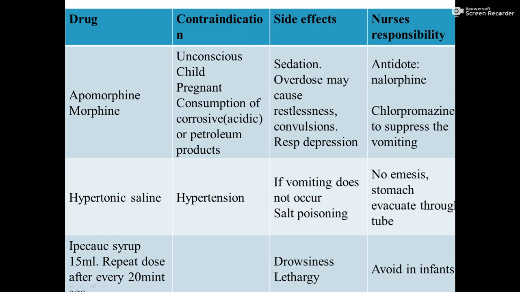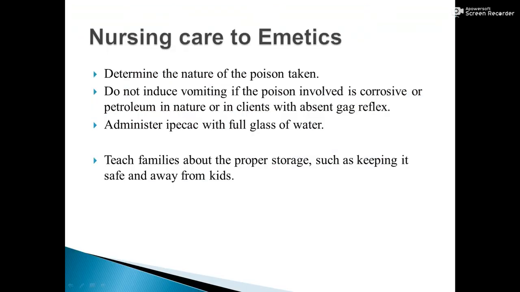The nursing responsibility in case of overdosing: antidotes are available, that is naloxone, or you can say chlorpromazine, to suppress the vomiting. In the case of hypertonic saline, it is contraindicated in hypertension. If vomiting doesn't occur, salt poisoning may result, so these are the side effects. Then evacuate the stomach through a tube. Ipecac syrup 15 ml, repeat the dose after every 20 minutes. Drowsiness and lethargy may occur, and it should be avoided in infants.